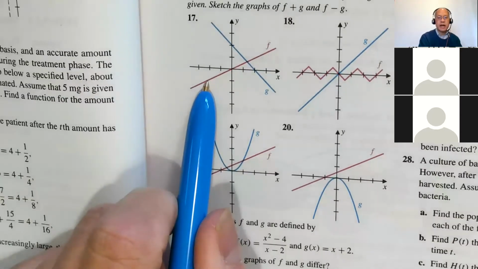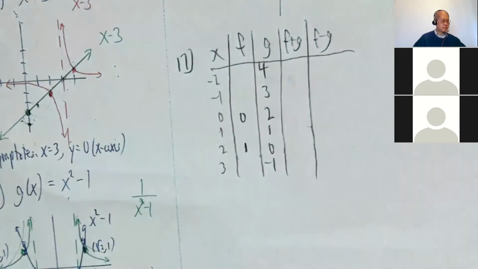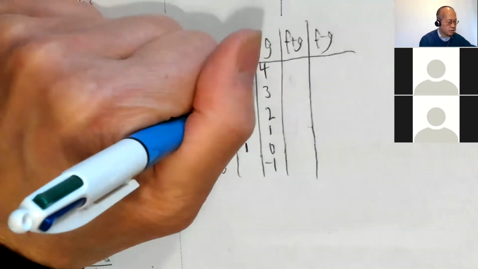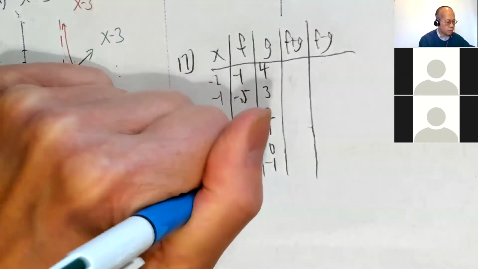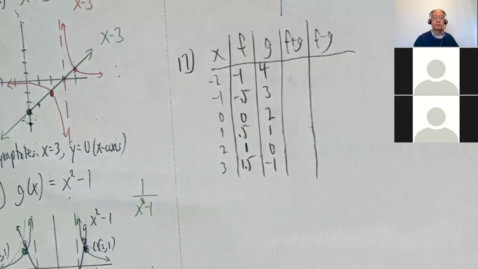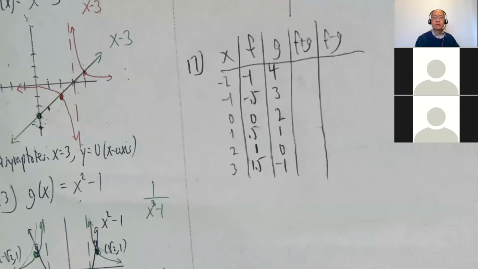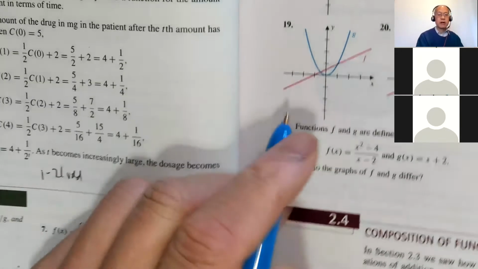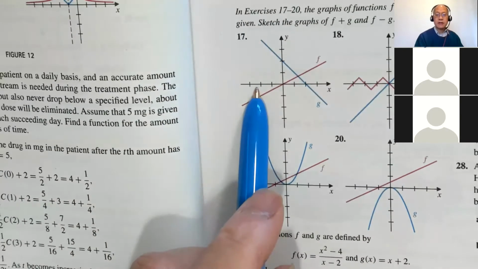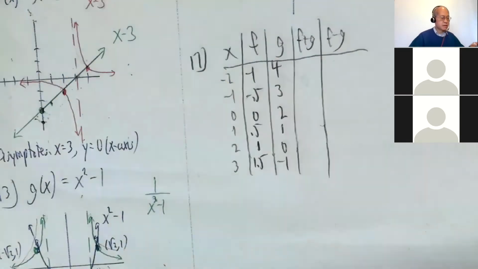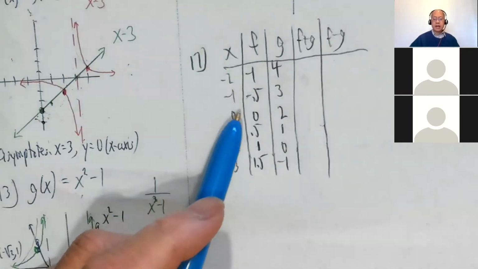And -2, -1. It's linear, so I'll just go -0.5, +0.5, 1.5. Right, just reading right off the graph. For the red graph: -2, -1, 0, 0, 2, 1. Those are nice ones. And then I just went in between.